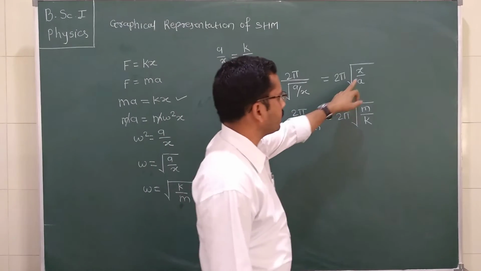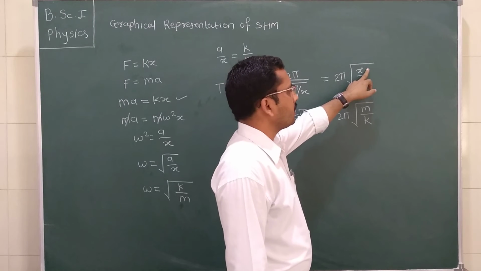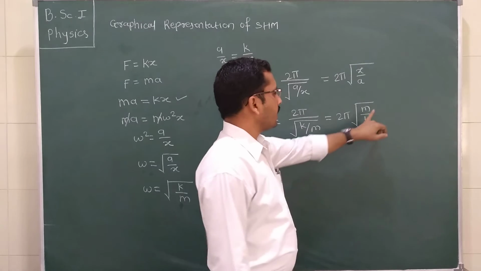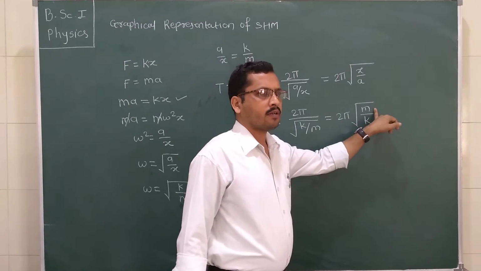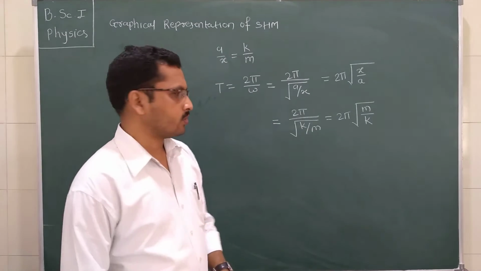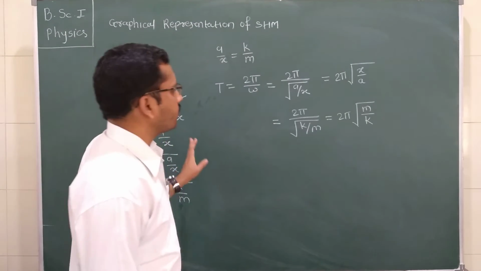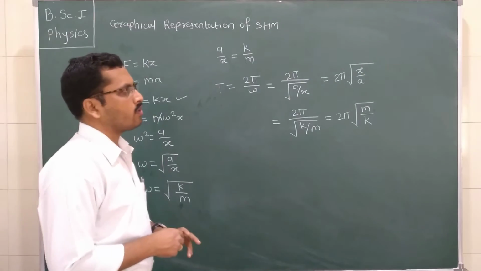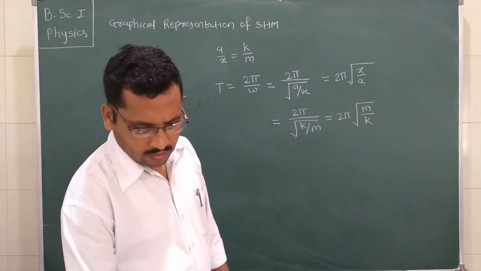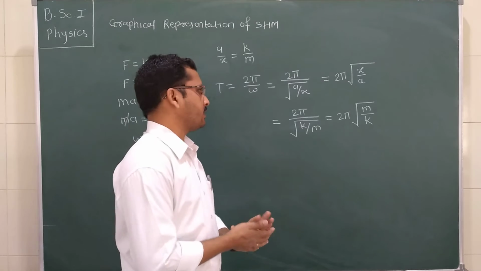In the first equation, x is the displacement and a is the acceleration of the particle. In the second, m is the mass of the particle and k is the force constant. So by using these two equations, we can determine the time period of a particle performing simple harmonic motion. Then we move towards the phase of SHM.